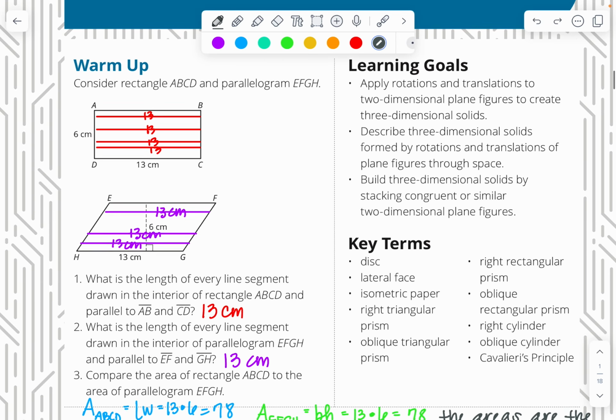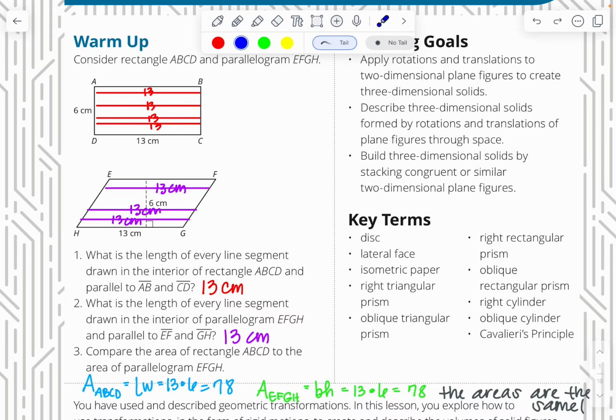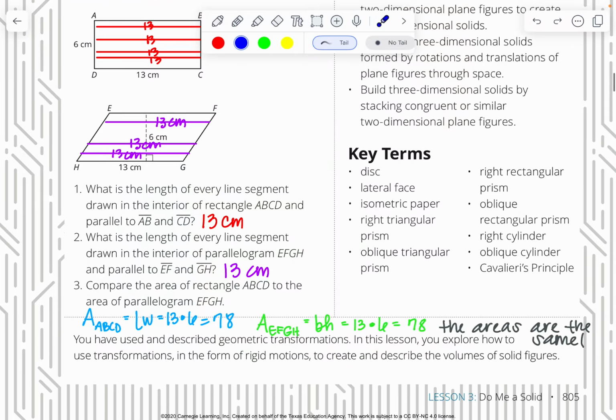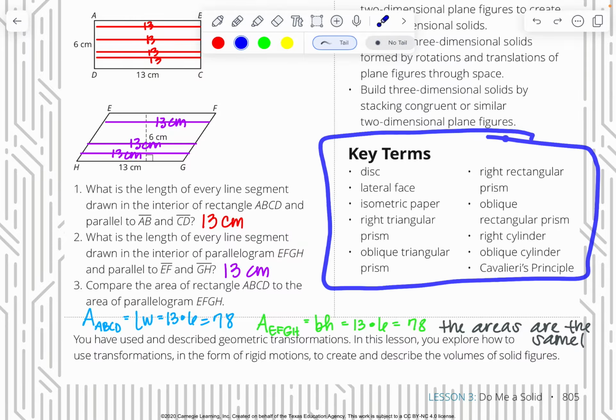Alright, warm up. We should have already done this, but in the event that we did not, here it is. You can see that all these horizontal lines are 13. Same thing for this. And when we compare the area of both the rectangle and parallelogram, we get 78 for both. Make sure to keep an eye out for key terms and fill out your vocabulary.